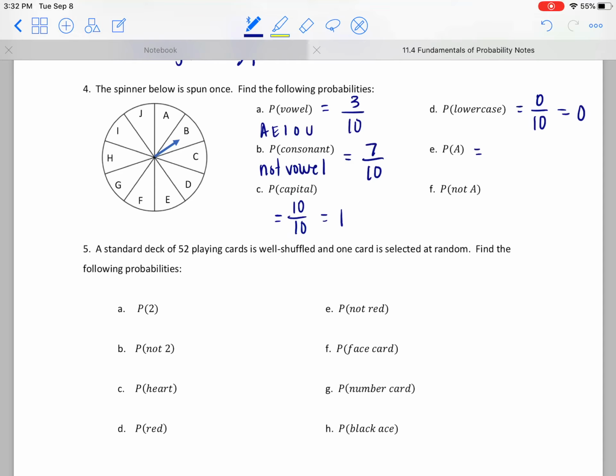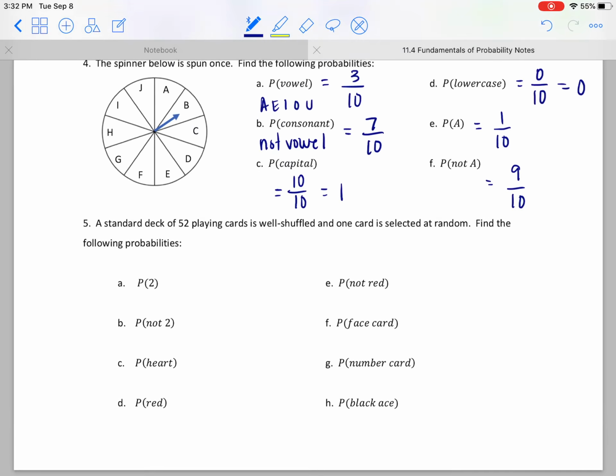How about we land on an A? I only see 1 out of the 10 options that are A's. So 1 out of 10 or 0.10 or 10%. And so if 1 out of 10 times we land on an A, then the other 9 out of 10 times we don't get an A. All right? Hopefully we're feeling okay with this.